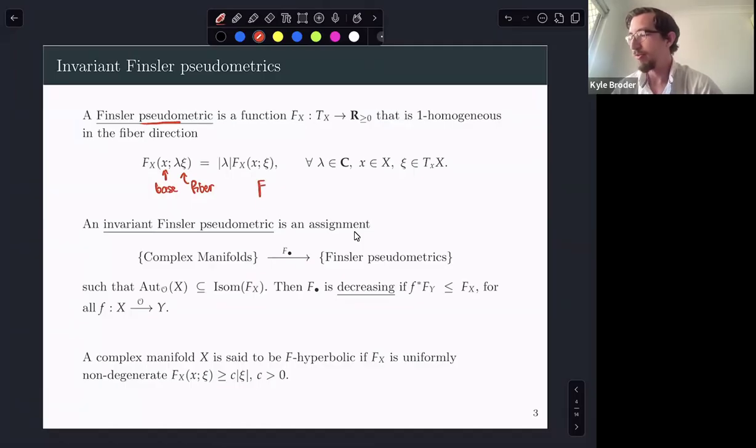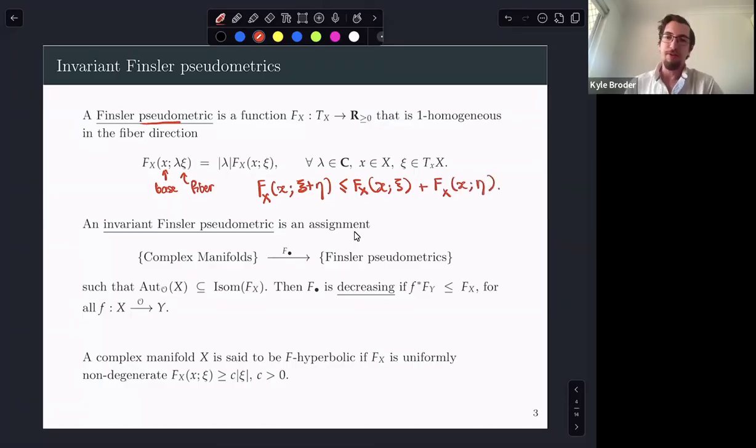It would be convex if I had the following: if I took two tangent vectors, then I would have this inequality. But I'm not requiring that. In general, the Finsler metrics or Finsler pseudometrics we will consider will not have this property.